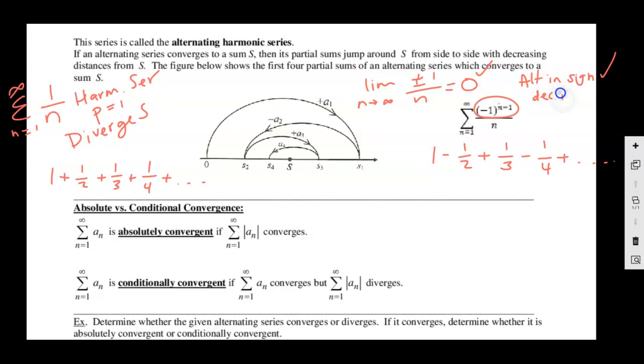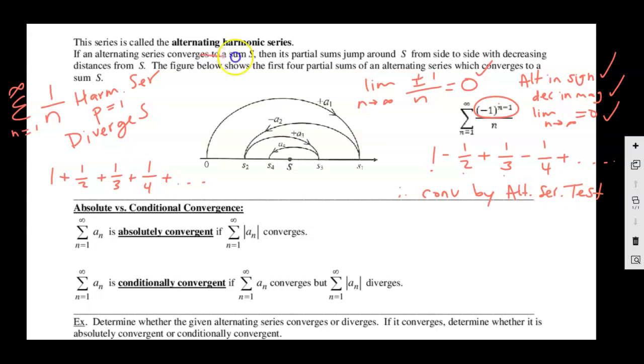So they do decrease in magnitude. You could see that by writing them out: 1, then 0.5, then 0.333, then 0.25, then 0.2. If you take all those terms and put them into decimals, you can see that each decimal is smaller than the one before it, ignoring the pluses and the minuses. We also confirmed that the limit as n goes to infinity is 0. So the alternating harmonic series converges by the alternating series test.